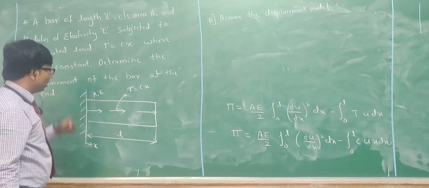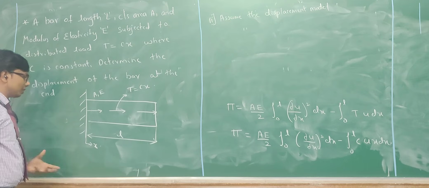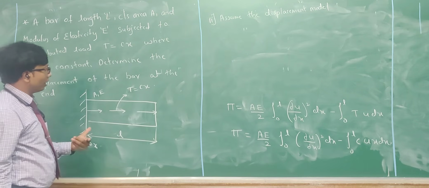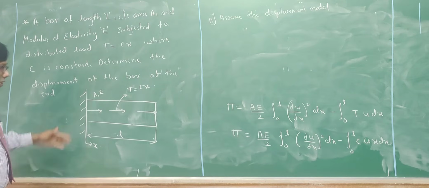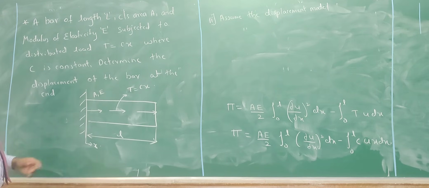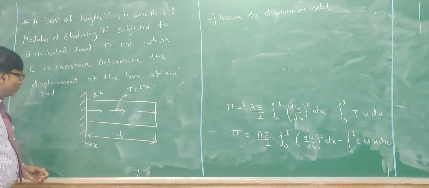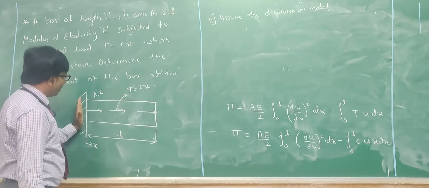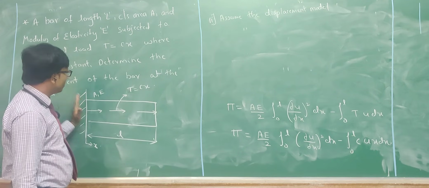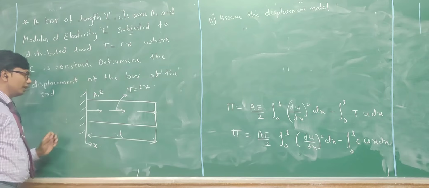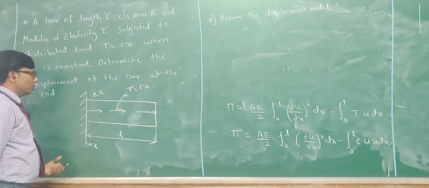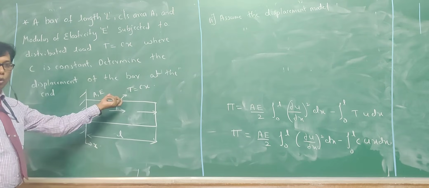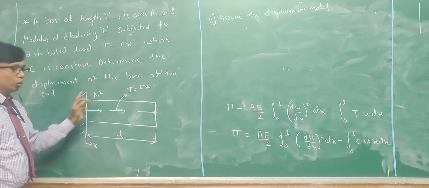So we need to see the boundary conditions. The boundary conditions, as we have discussed, are divided into two types: one is the displacement constraints, and the other is the loading constraints. If you see the displacement constraint, one end is fixed, so u will be 0, which means I know one constraint. Second, the load is applied over a particular length, so I know the second constraint. So I have only two constraints.